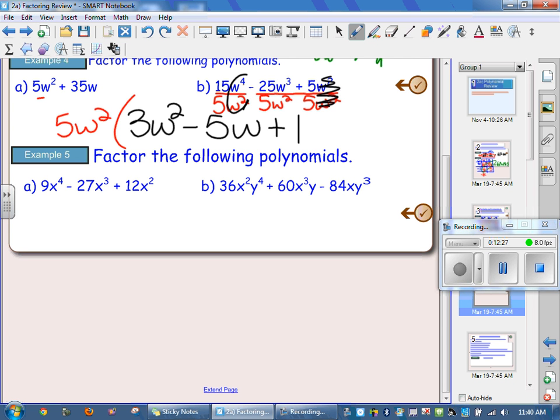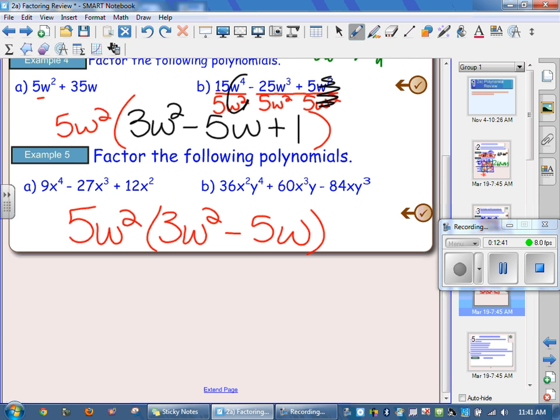But can you actually leave that without the 1 on the end? Could I have that answer look the same as this? 5W squared times 3W squared minus 5W. Are both of those the same? No, they're not. You have to put that 1 there. If you don't put the 1, it looks like you only have 2 terms that you multiplied or divided to begin with. You actually had 3 to start with. So you need to put that 1 there because it's a placeholder. So that 1 exists. You have to have that 1 there.